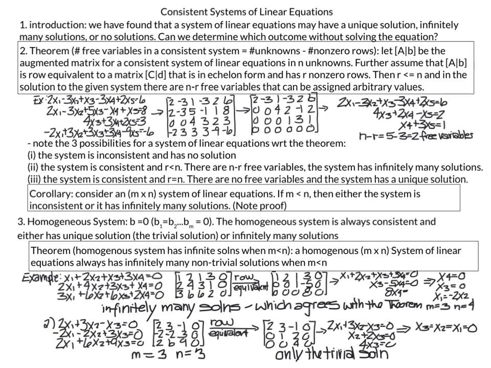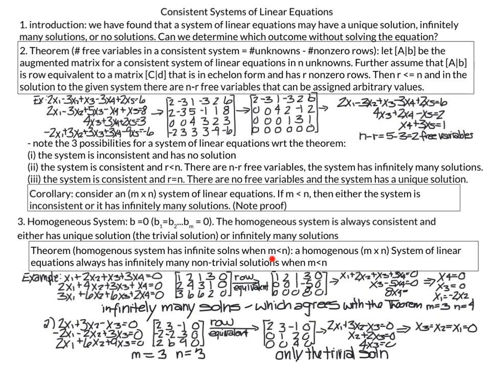We also had the corollary that said for an m by n system of linear equations, whenever m is less than n, then either the system is inconsistent or it has infinitely many solutions. And the proof is something that you should be comfortable generating on your own. We also looked at homogeneous systems. That's where b is equal to 0. In this case, the homogeneous system is always consistent because there's always the trivial solution, and it either has a unique solution, that is the trivial solution, or infinitely many solutions.